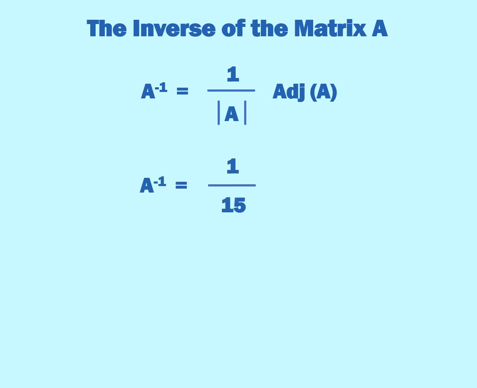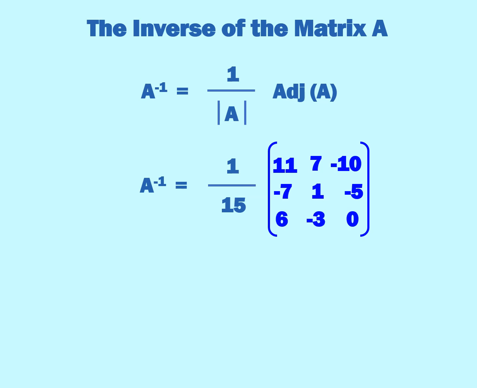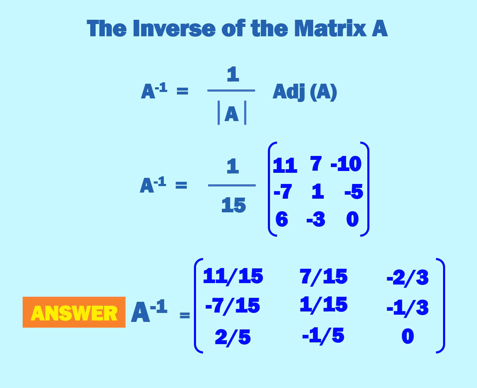Inverse of matrix A is equal to 1 over 15, which is the determinant value of A, multiplied by the adjoint of matrix A, that is 11, 7, minus 10, minus 7, 1, minus 5, and 6, minus 3, and 0. So when you multiply these numbers from the constant 1 over 15, you will get the following A inverse matrix.